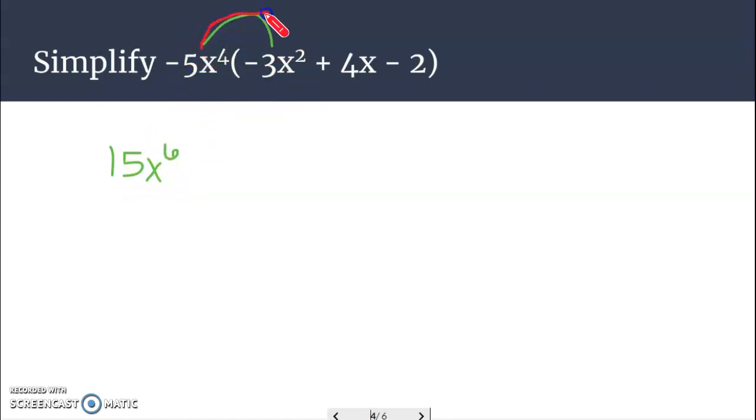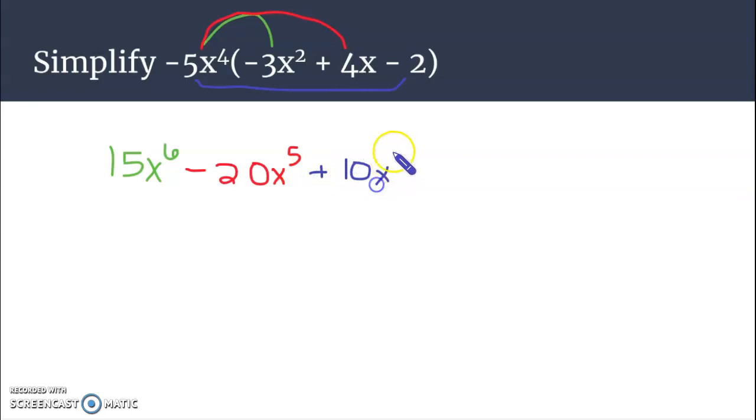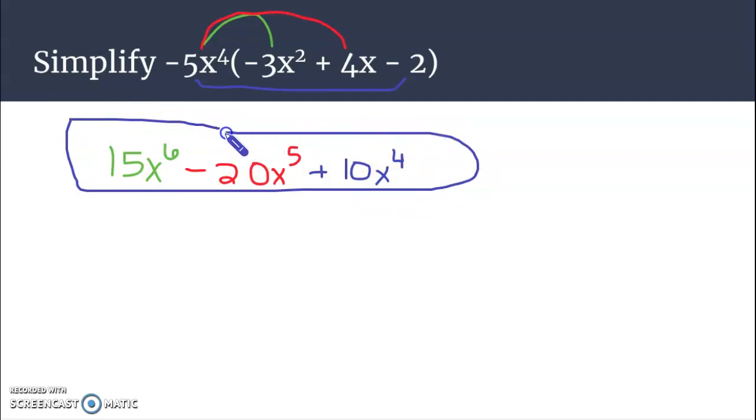Now we're going to distribute negative 5x to the 4th to 4x. Negative 5 times the positive 4 gives us a negative 20. X to the 4th, x to the 1 makes an x to the 5th. And then finally, let's distribute negative 5x to the 4th to the negative 2. And negative 5 times negative 2 is a positive 10. X to the 4th. Final answer, 15x to the 6th, negative 20x to the 5th, positive 10x to the 4th. So distributing here, we have numbers to deal with and also our variables and our exponents.